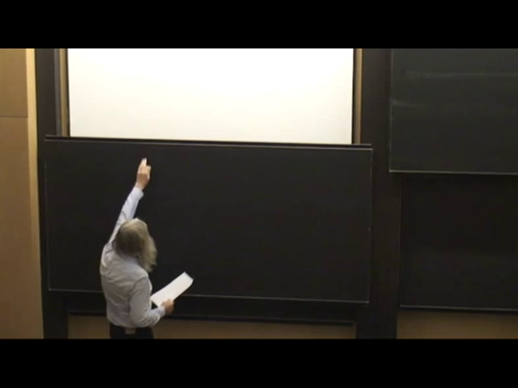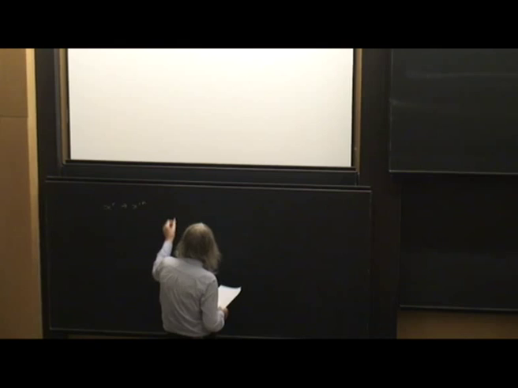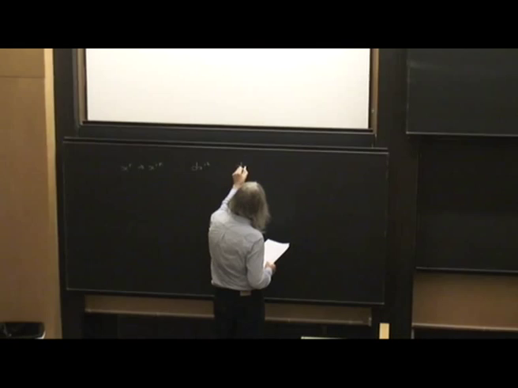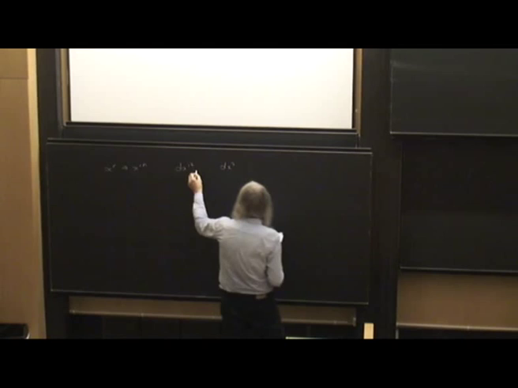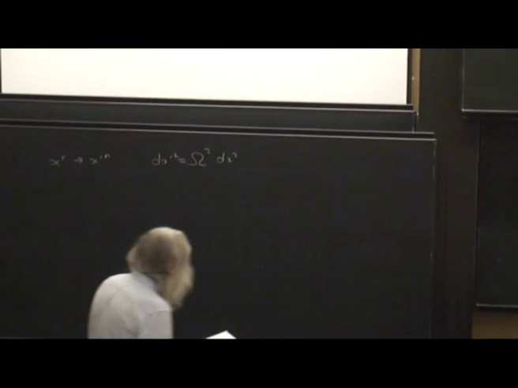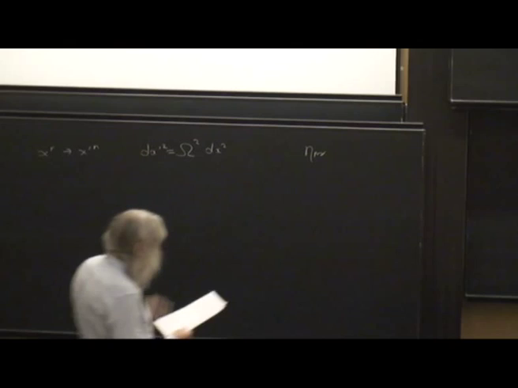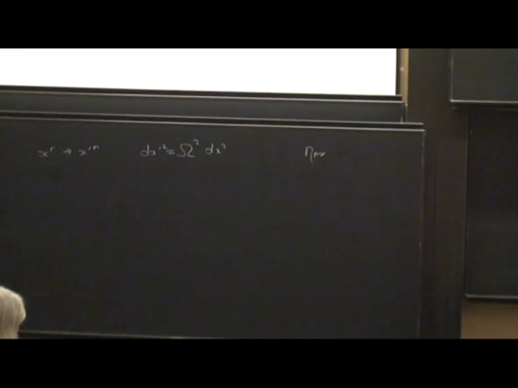Basically you're considering a change of coordinates such that dx prime squared is going to be related to dx squared. Normally you just say that these are equal to each other, but in this case we allow the possibility of some overall scale factor, and there's some implicit metric in this, which we use to tie the indices together, and this can be Euclidean or it can be Minkowski.